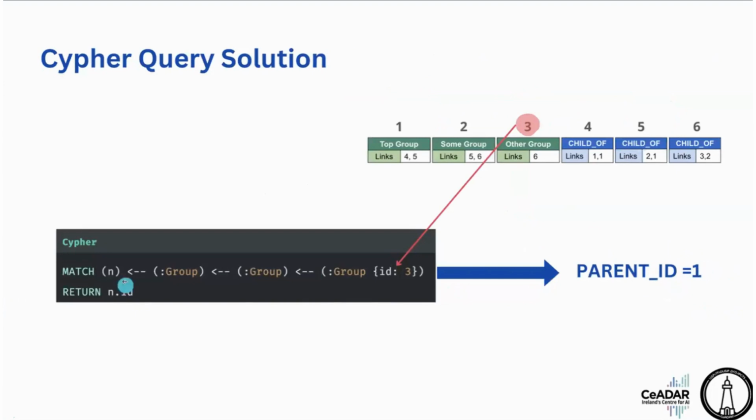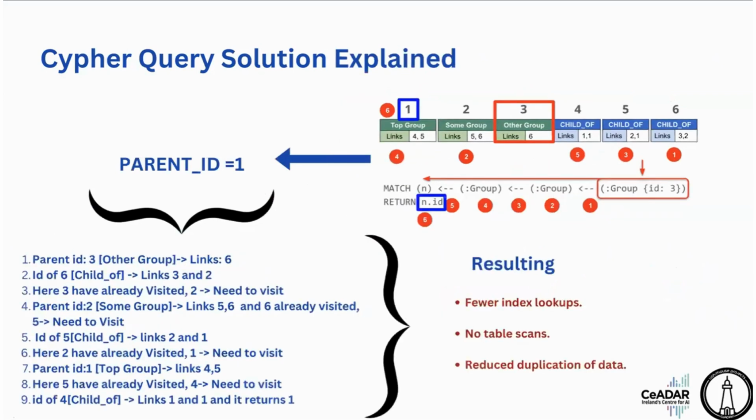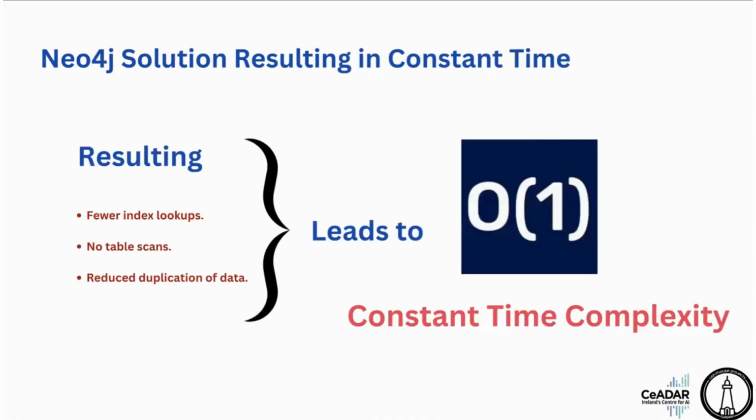So here we have used only a single line query. The single line Cypher query does not even take SQL-like read and write operations or cycles or anything. And the time complexity is very simple compared to SQL, which has logarithmic time O of n. Here we are using constant time, that is O of 1. It takes a few index lookups, no table scans, and it also reduces duplication of the data. That's the biggest advantage of Neo4j or graph databases we can tell.